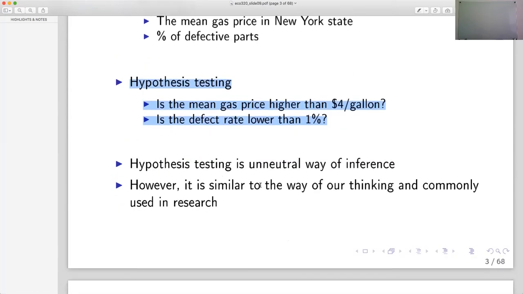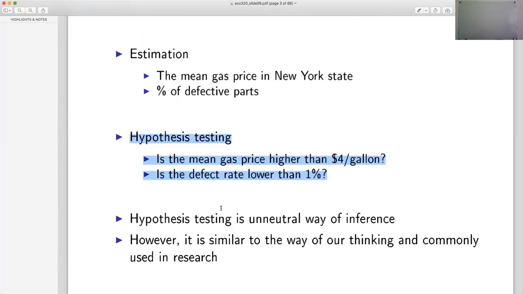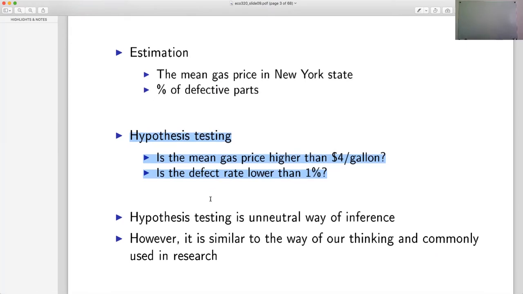So hypothesis testing is an unnatural way of inference. However, it is similar to our way of thinking commonly used in research. So in research, let's say we look at the effect of some medicine A on a treatment, and we want to know the effects of the medicine on some disease. Instead of saying, okay, this is working, you want to know how confident your result would be. Those are the things used for hypothesis testing.